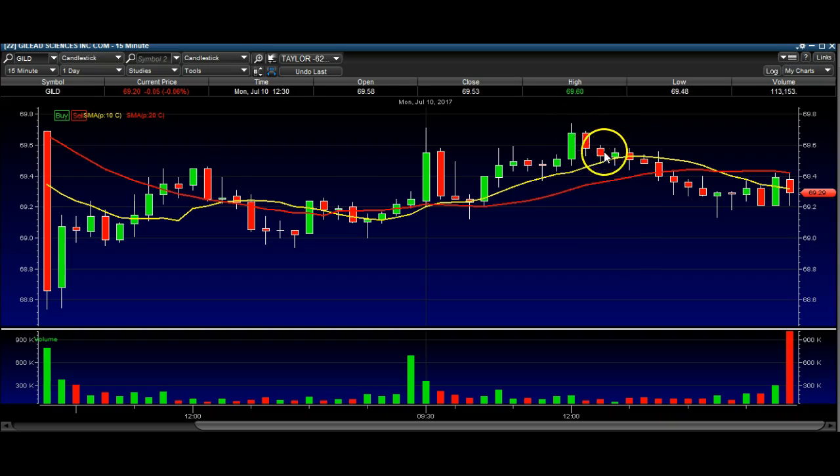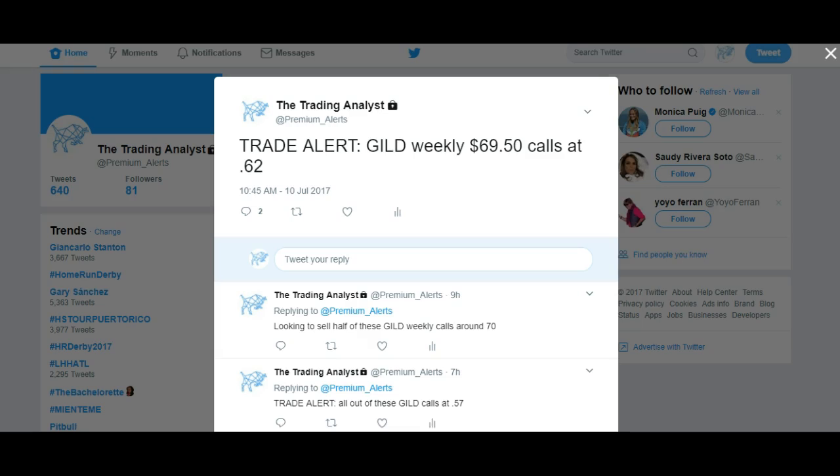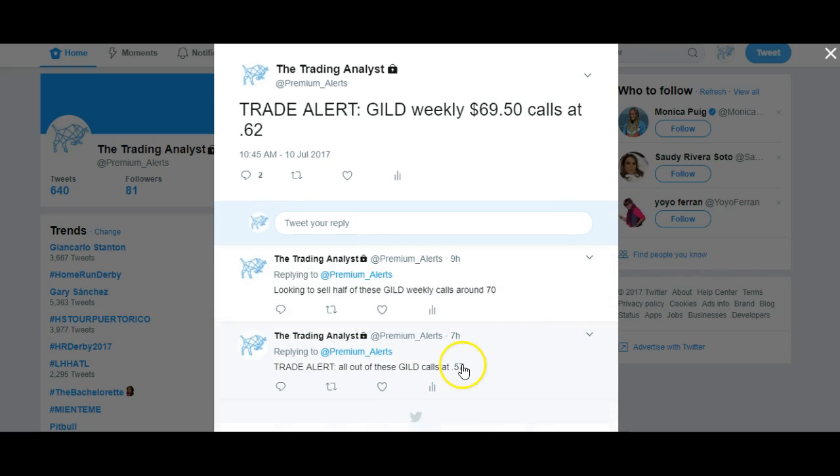We were still in this trade, and then our stop was a break of the 20 period simple moving average, and that was on this candle right here, a close below that 20 period simple moving average, which is the red line right here. We did so on that candle right here, and we alerted that for a very small loss right here at 57 cents, and that's about an 8% loss.